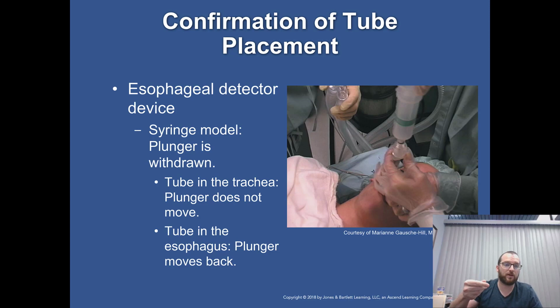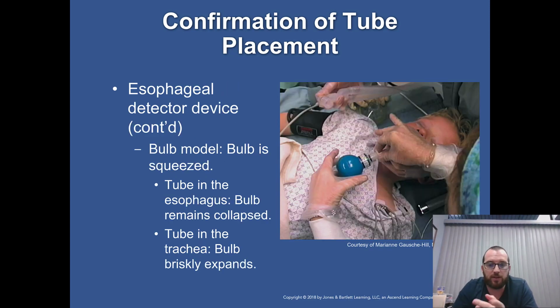If you squeeze that bulb syringe, put it on the ET tube, and it stays compressed down, right? That means because we're creating that little bit of vacuum, we're just collapsing that esophageal tissue. We're collapsing it down. That means we've intubated the stomach, right? So if that bulb pops back up, again, we're in the trachea. So that's what it looks like.